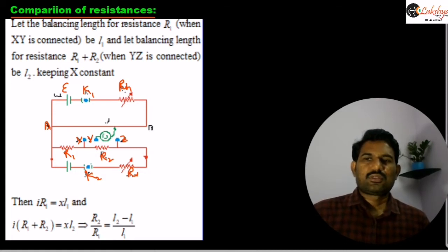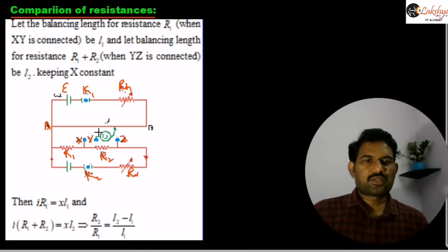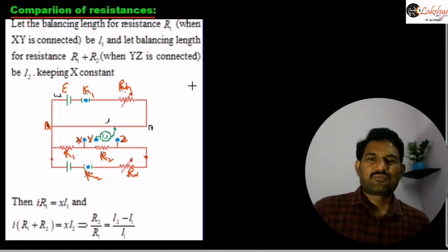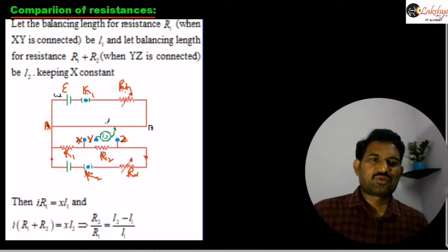So, in the previous class, we discussed the principle of working of the potentiometer, and we discussed some of the applications for comparison of EMF of the cell and finding the internal resistance of the cell. And let us see some other applications of this potentiometer. So, let us see those applications now.